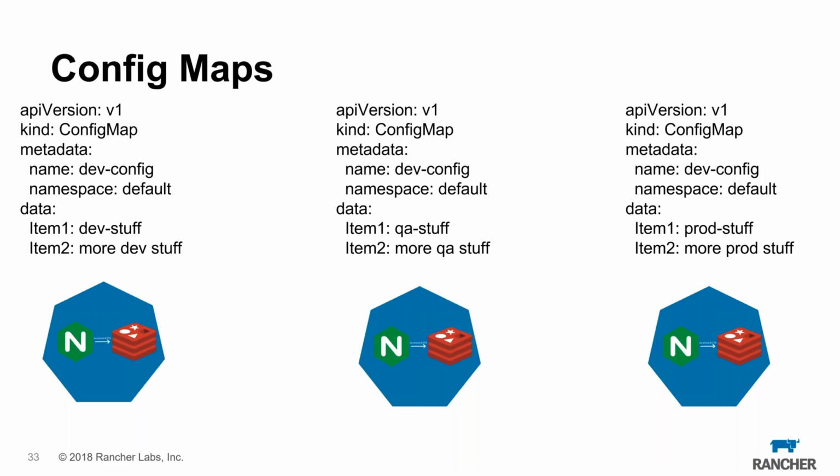Actually, I made a mistake here. My names should be dev config, QA config, prod config, but I think you get the idea. The idea that you can have the same key-value pairs for a single type of pod for different environments. So they could even run within the same namespace, or within different namespaces.